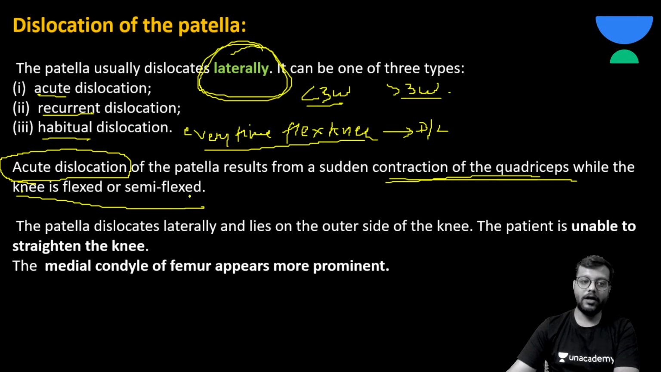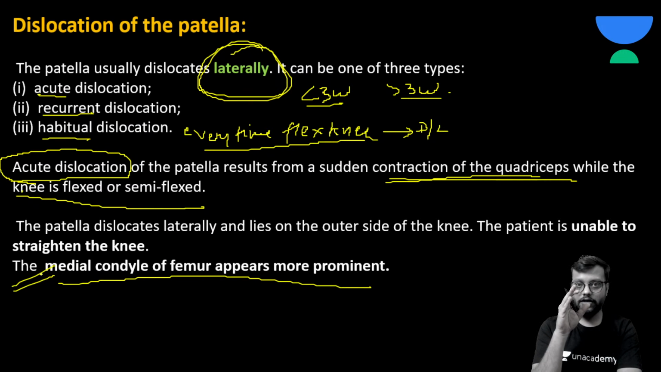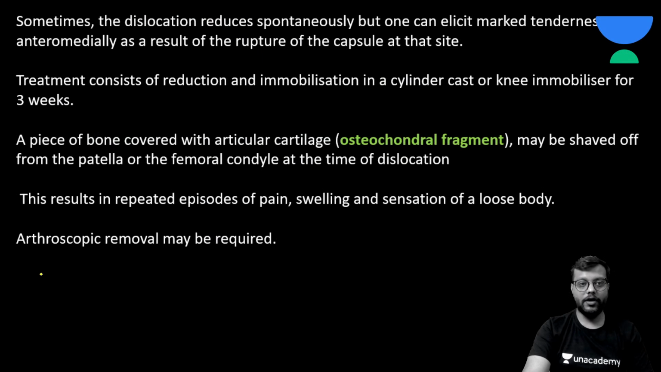Okay, and it is also very common that whenever the patella will shift laterally or dislocate laterally, obviously the medial condyle of the femur will become more prominent.